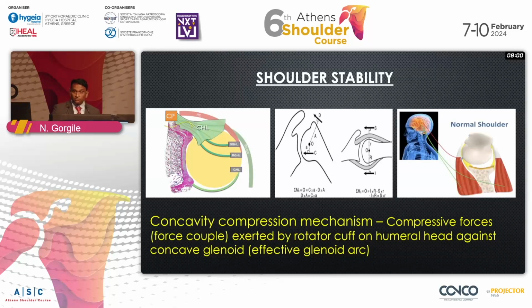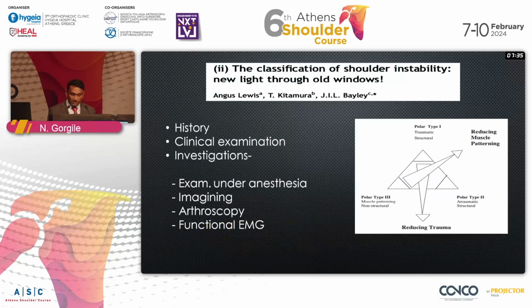And in order for these static and dynamic stabilizers to work, it is very important to have a normal shoulder proprioception pathway, that is the sensory afferent pathway and the efferent pathway. And all of this together works on the basis of the concavity compression mechanism. So what is the concavity compression mechanism? It is the resultant force of the rotator cuff exerted against the effective glenoid arc. So that is the concavity compression mechanism.